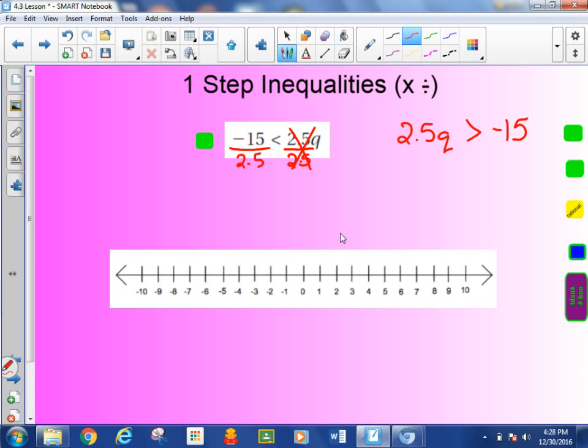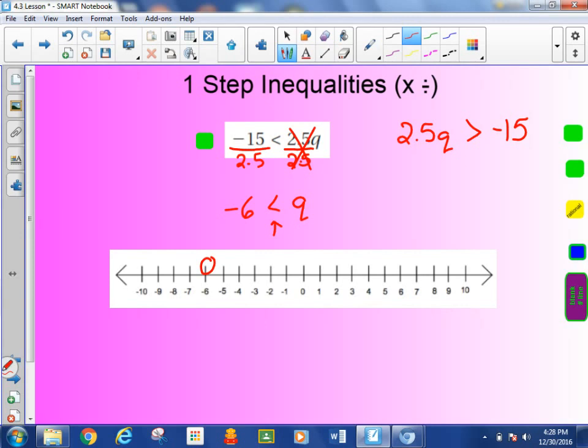I know when I do this, I'm going to be getting a negative number because I count negatives when I multiply and divide. So I'm not going to punch it in as negative 15. If I choose to use my calculator, I'm just going to do 15 divided by 2.5, and just know that my answer is going to be negative. So when I do that, I get negative 6, my symbol, and then my q is still sitting on the right side. Okay, so now I'm going to go to negative 6 on my number line. The type of symbol tells me it's going to be an open circle on negative 6.